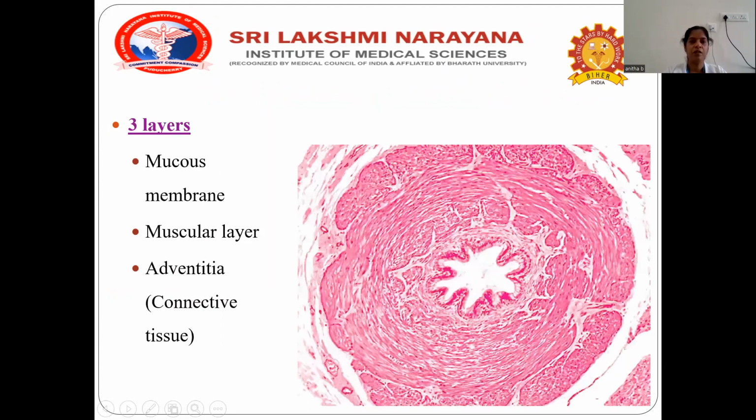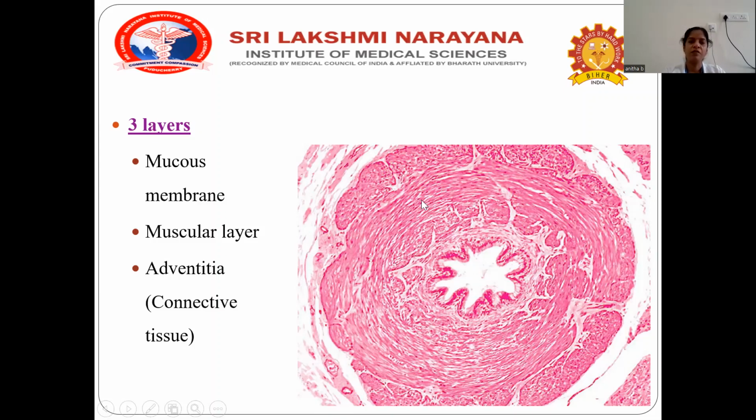Okay. So now we'll see the histological feature of vas deferens. When you cut the tube, it's a tube-like structure, no? So when you cut a tube, you can see a lumen. So when you see it, it will be like this. A lumen will be there. Then you can see some structures.